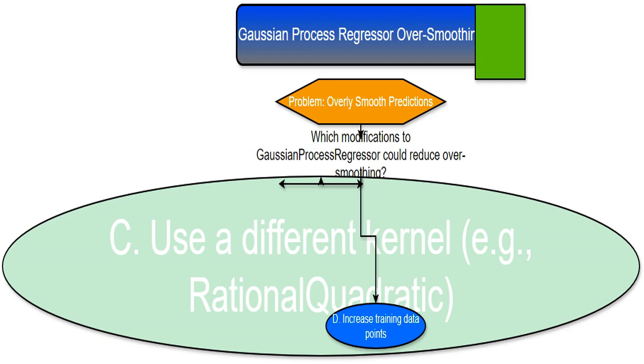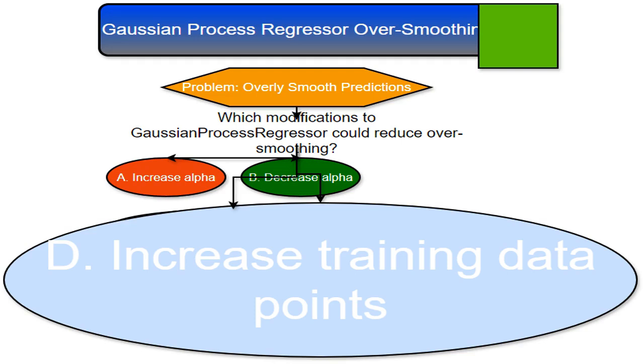The alpha parameter controls how much noise I assume is in the data. A higher alpha means I believe there's a lot of noise, which makes my model smoother to avoid fitting the noise itself. So, decreasing alpha tells the model that I expect less noise, allowing it to fit the data's wiggles more closely and reduce the oversmoothing.